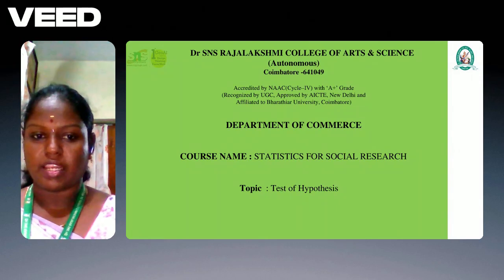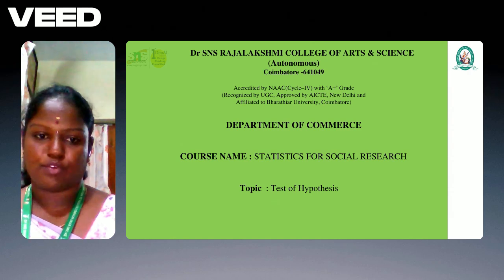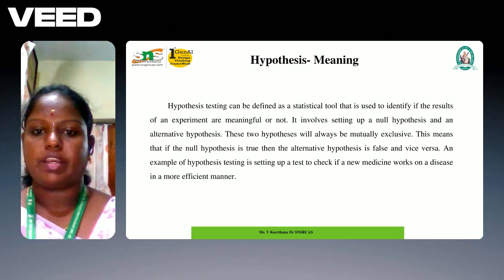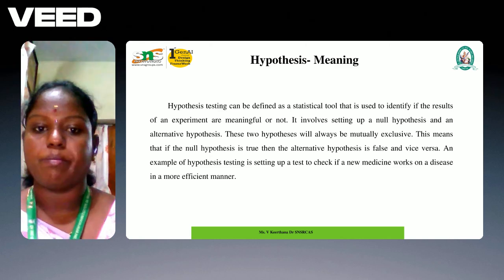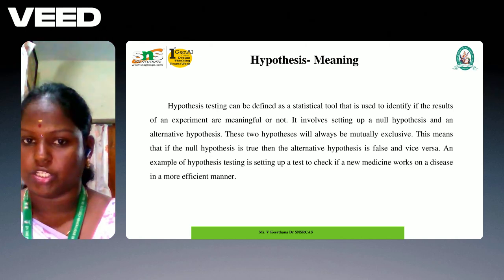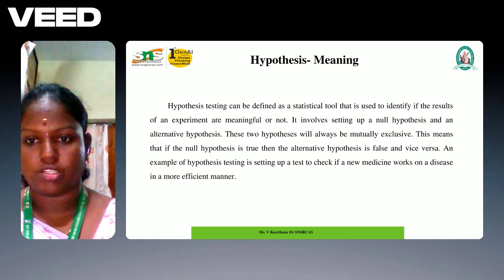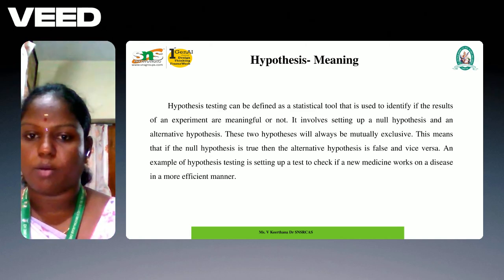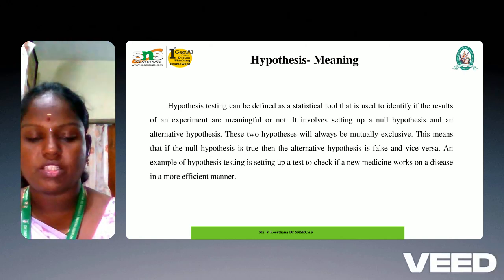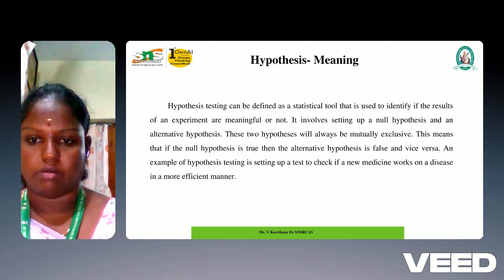Today I'm here to present a lecture series on the subject Statistics for Social Research on the topic Test of Hypothesis. Before that, we can see what is hypothesis. Hypothesis testing can be defined as the assumption that is made on some evidence. This is the initial point of any investigation that translates the research questions into predictions. It includes components like variable, population, and the relationship between the variables. A research hypothesis is used to test the relationship between two or more variables.